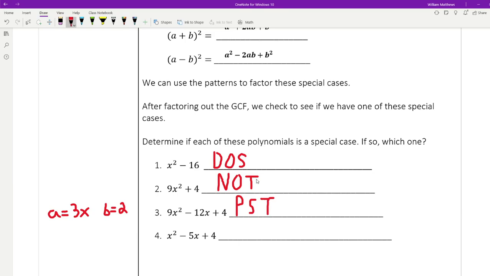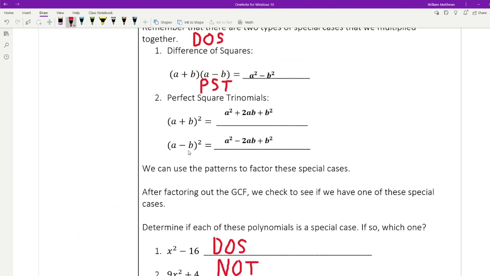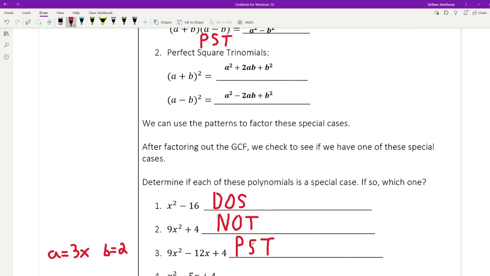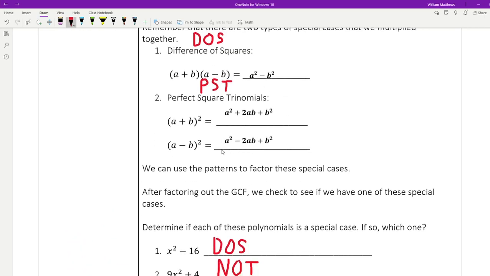More specifically, it would be my difference perfect square trinomial, because I had to use the negative sign for this. Number 4, more than likely it could be the perfect square trinomial. It's the same one, the difference. But we need to make sure.